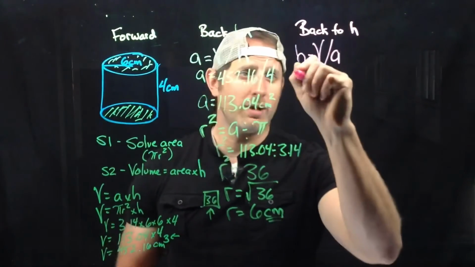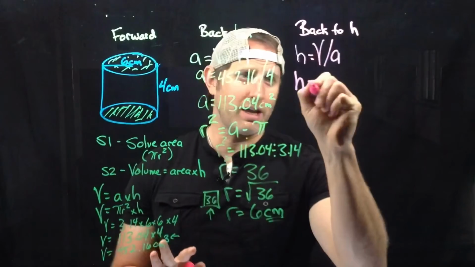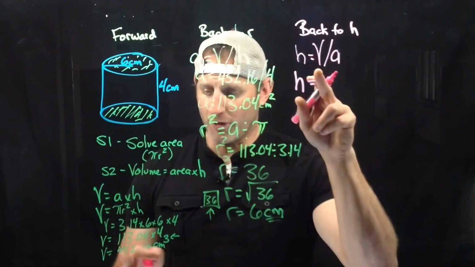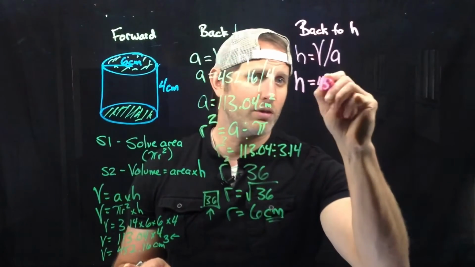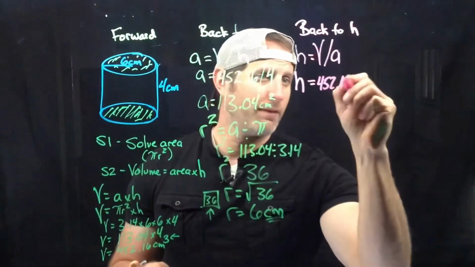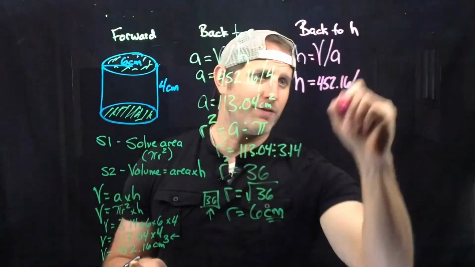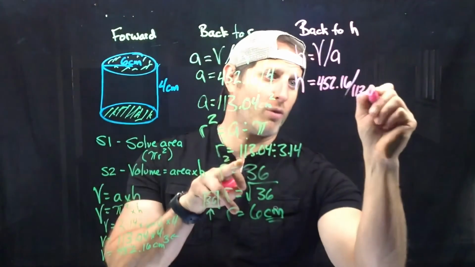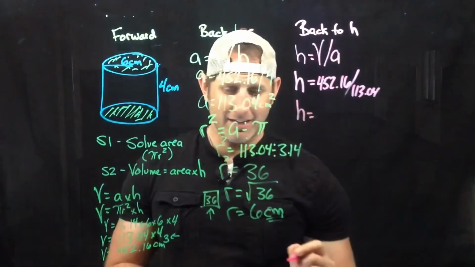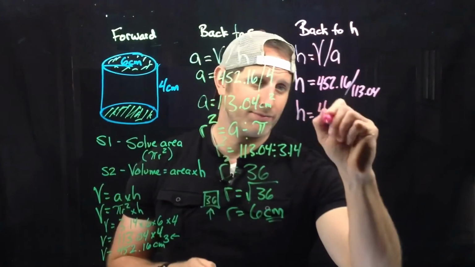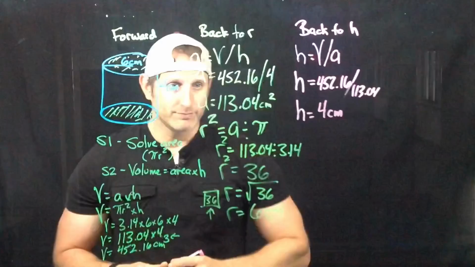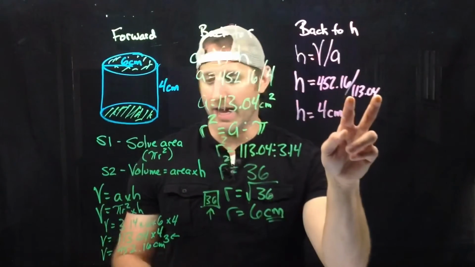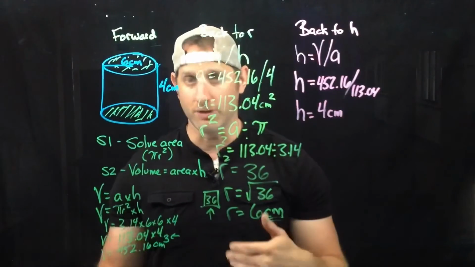So we're simply going to take what we already have done here. We've already done this work, so we're just going to show you where it came from. We've got the volume, which was 452.16, and we're going to divide it by 113.04, and height is simply going to be 4 centimeters. A lot less work for us to do it that way, but you do have to remember that you need to solve the area first before you can even do that formula.